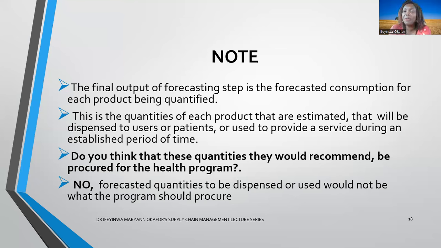This forecasted quantity should be procured as it is for the health program. Do you think that the forecasted quantities should be procured for the health program? The answer is no. Forecasted quantities to be dispensed or used will not be what the program should procure.